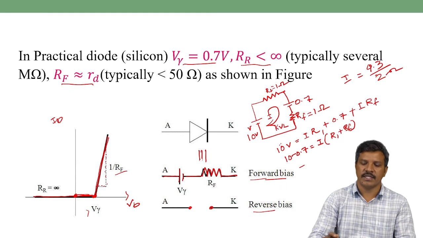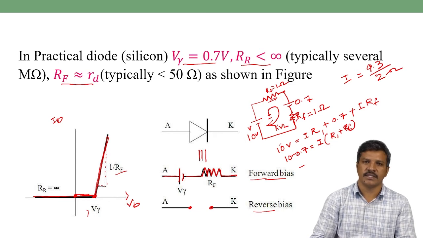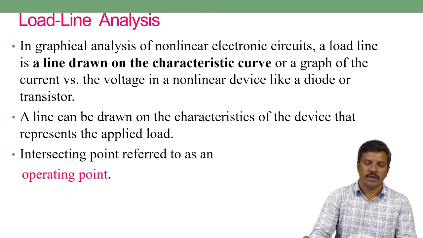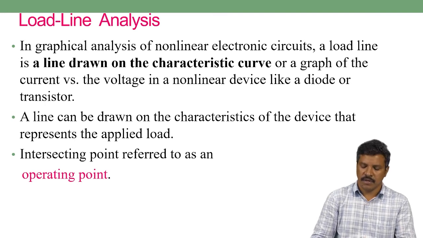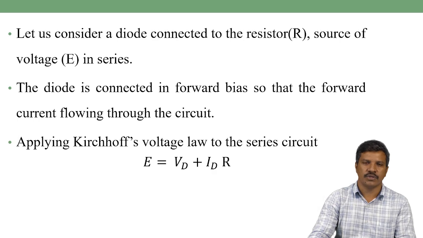In the previous case, we can see that for example there are these two loads, two resistors. We can consider those resistors as acting as a load in the network. So here the line can be drawn with the help of those applied loads on the characteristic graph. Then we can analyze what is the effect of that load in the network. The intersect point is referred to as an operating point. In this case, let us consider a diode connected to a resistor and a source voltage E in series. The diode is connected in forward bias so that the forward current flows through this circuit.